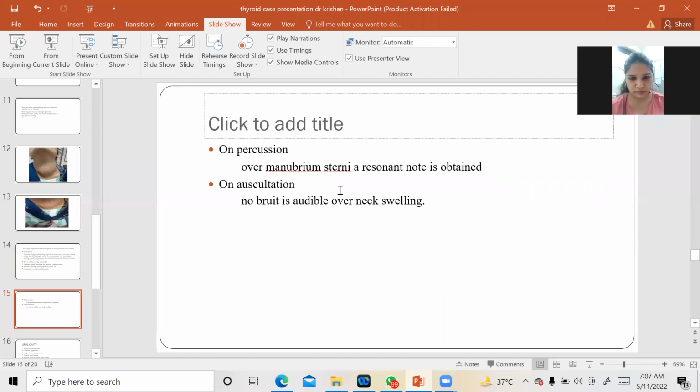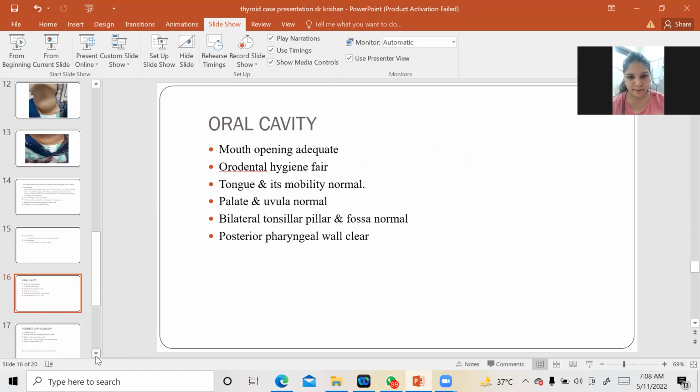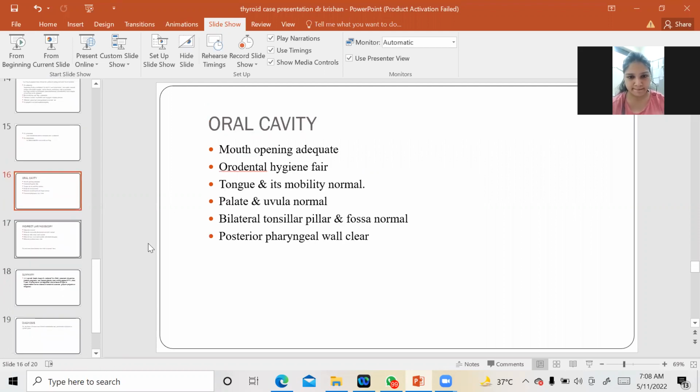On percussion over the manubrium sterni, a resonant note is obtained. This is done to rule out retrosternal extension. On auscultation, no bruit is audible over the neck swelling. Oral cavity and oropharynx were normal. So, Dr. Shivani, can you please point out the importance of examining the oral cavity in cases of thyroid swelling?